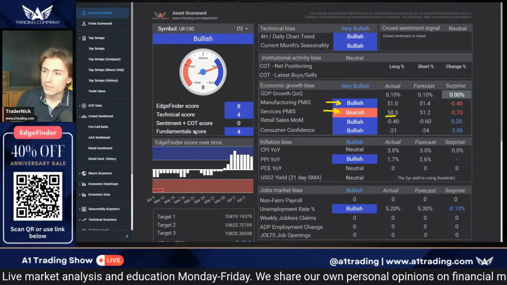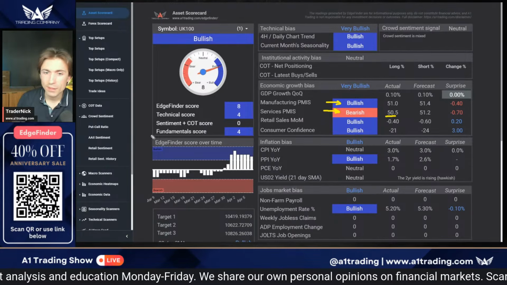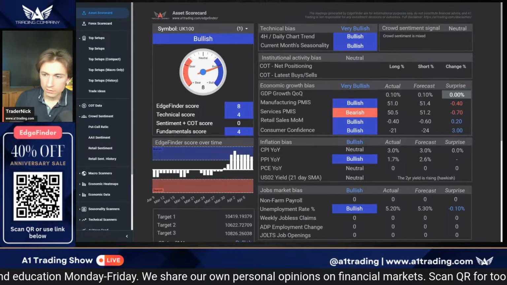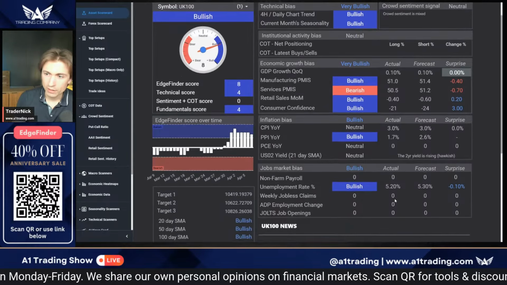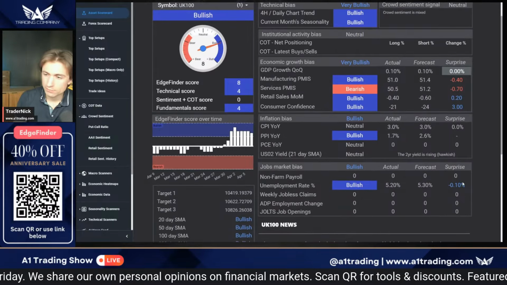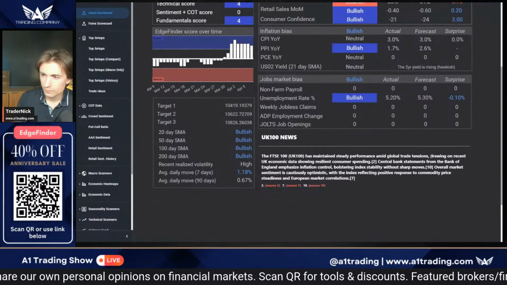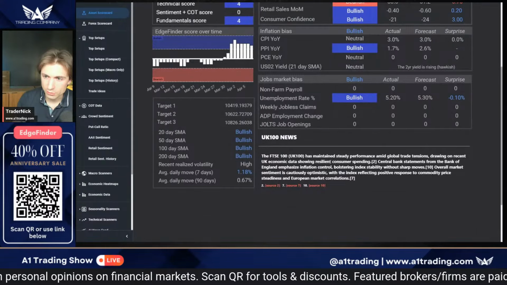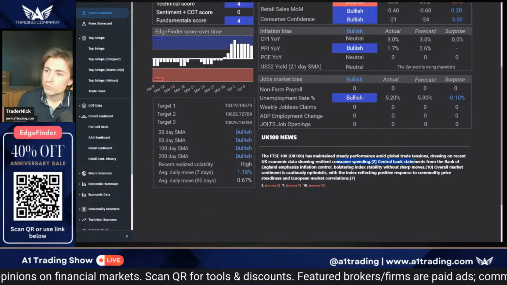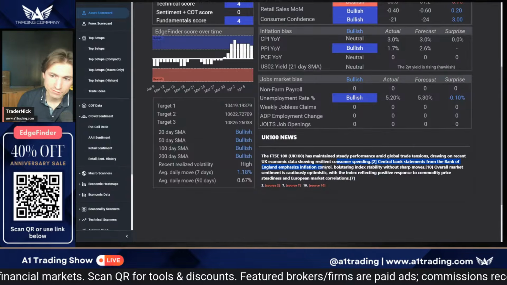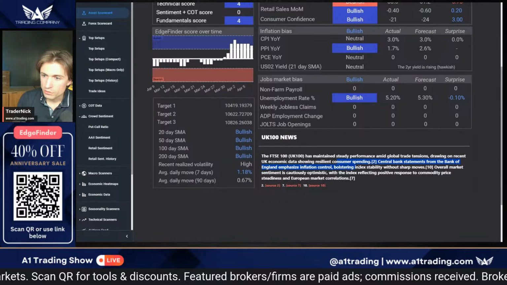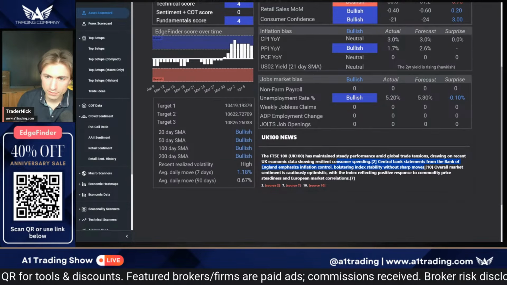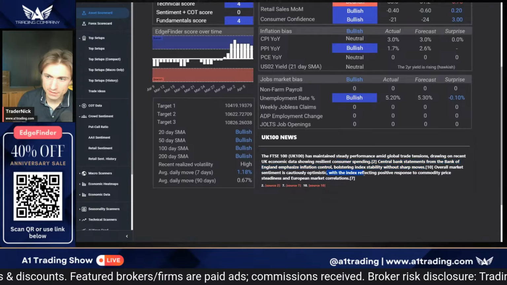Retail sales, consumer confidence came in better than expected. Let's see what else. Unemployment rate 5.2 came down. U.S. economic data showing resilient consumer spending. Central bank statements from the Bank of England emphasize inflation controls, bolstering index stability without sharp moves. Cautiously optimistic. Yeah.